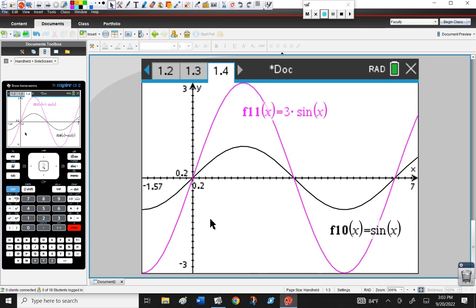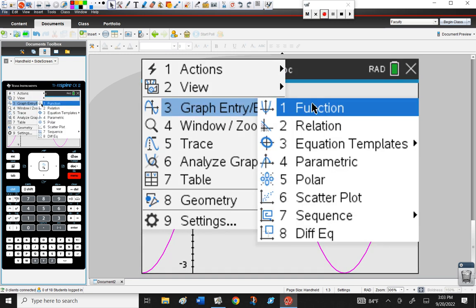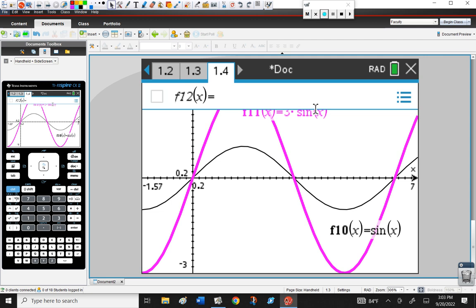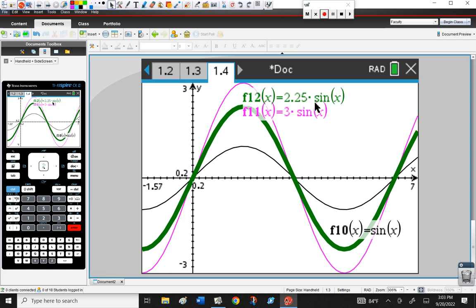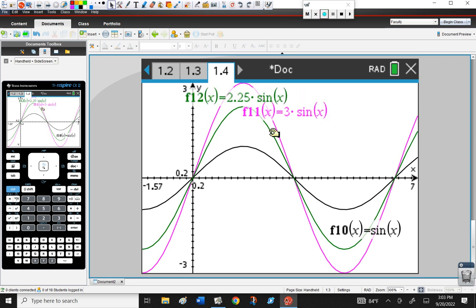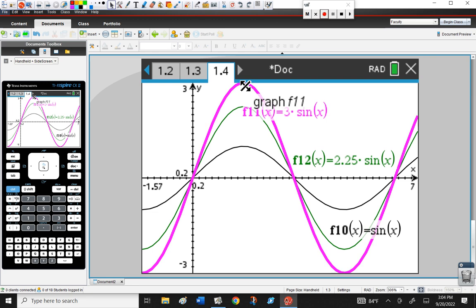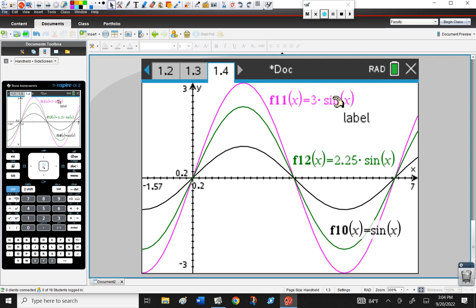Okay, so now let's try another one. And I'll just put in a different value. You can actually put in decimal values if you want to. Let's do 2.25 sine of x. When I do this, it'll draw this green graph, and this green graph, ladies and gentlemen, notice it's between the original graph and the top graph of 3. So, that's the amplitude. It messes with the amplitude.